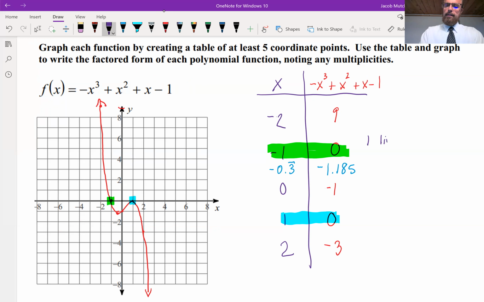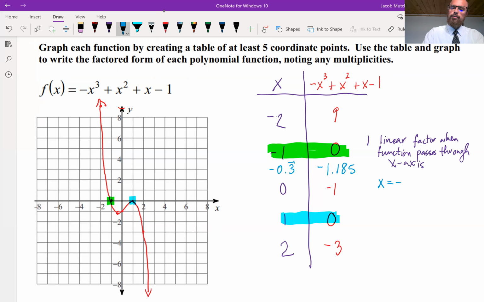I'm going to write that here, and then we'll work on actually writing the linear factor. One linear factor when the function passes through the x-axis. So I'm just going to make a note there that that zero occurs at the x value of -1.